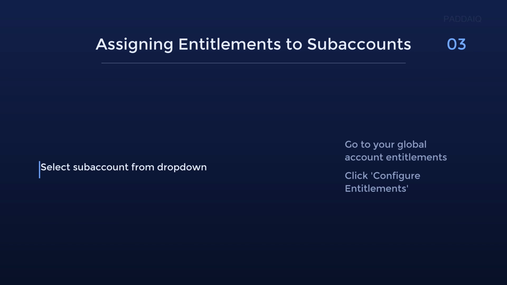Select sub-account from drop-down. This means choosing the specific project environment where you want to add service access. For instance, when setting up a new HR application, you would pick its dedicated sub-account to grant it database permissions. This simple step ensures your services are correctly assigned.